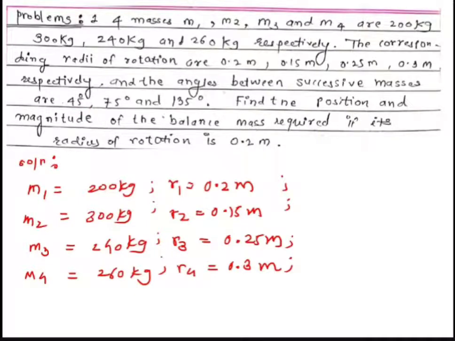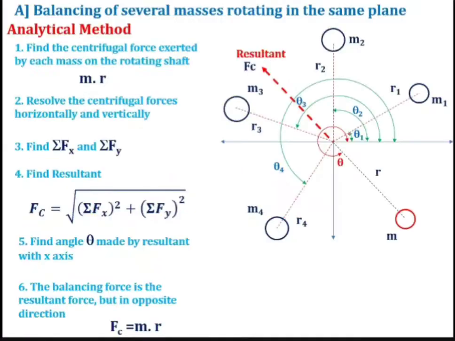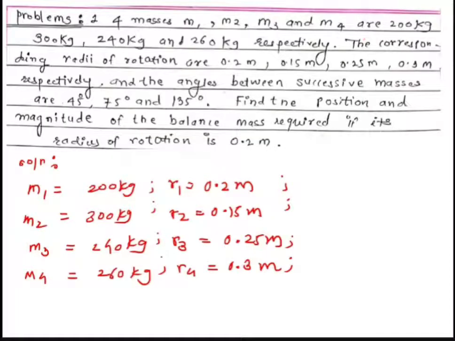Successive masses means they have given the angle between theta 1 and theta 2. See here, what they have given is the angle between the mass M1 and M2. Sorry, not theta 3 and not theta 2. They have given the angle between the masses M1 and M2, and then between M2 and M3. Try to understand this. So how will you proceed here? The angle between the successive masses are 45 degrees, 75 degrees and 180 degrees.